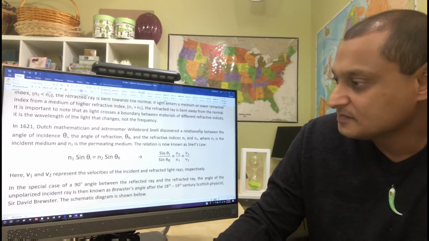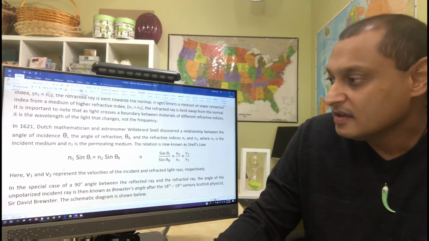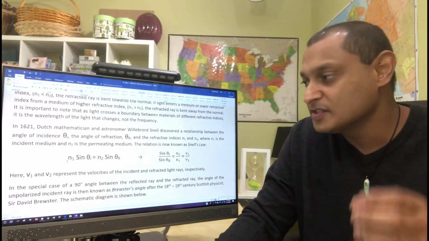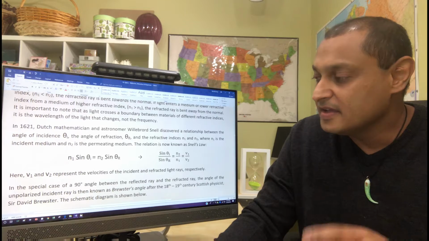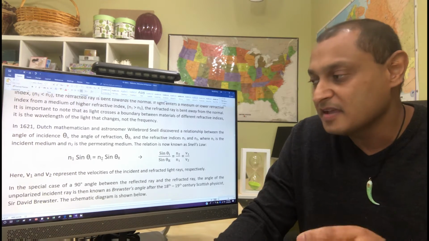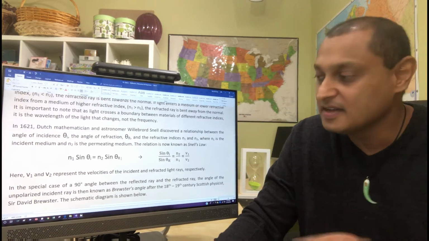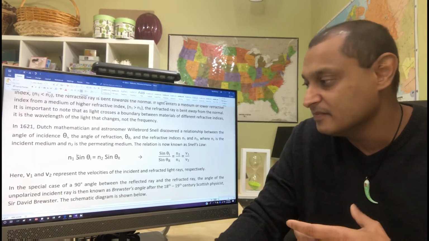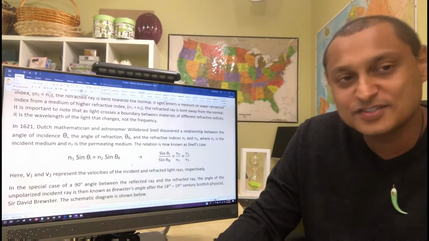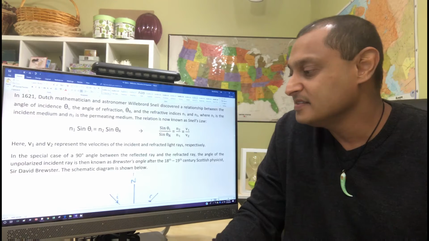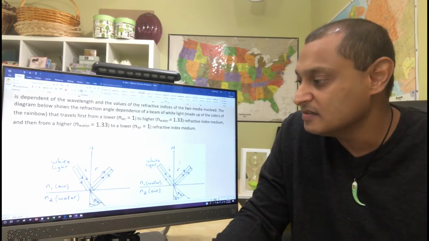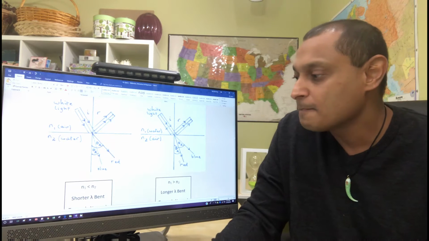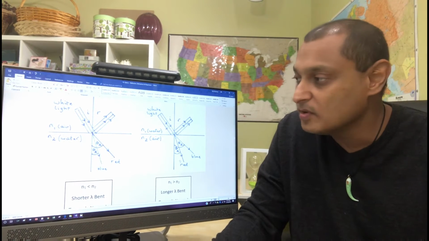This is known as Snell's Law. The refractive index of the first medium times the sine of the angle of incidence in the first medium is equal to the refractive index of the second medium times the sine of the refracted angle in the second medium. Again, the details are in this chapter. But Snell's law is actually quite useful. It has applications in things such as the formation of rainbows.